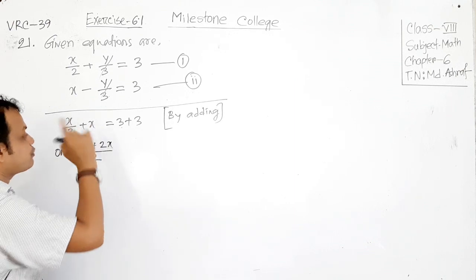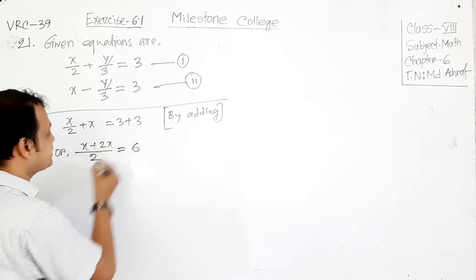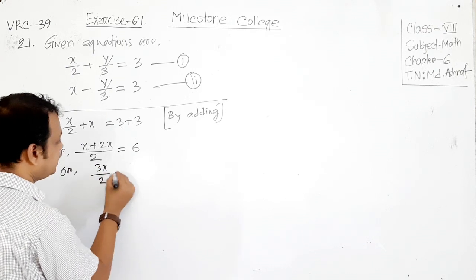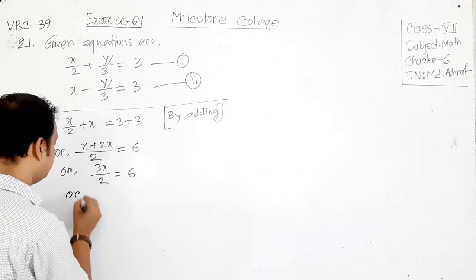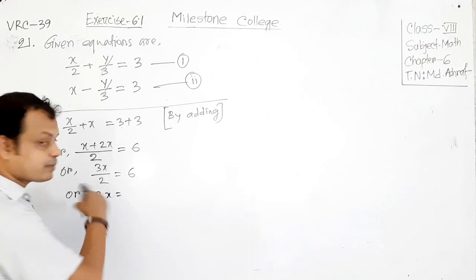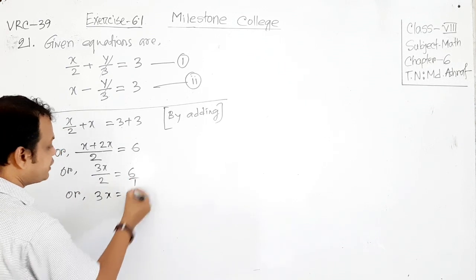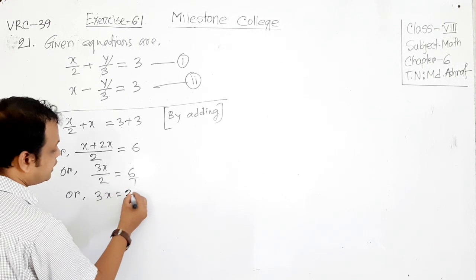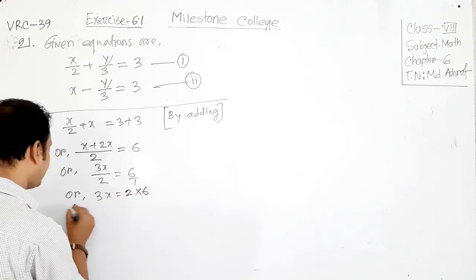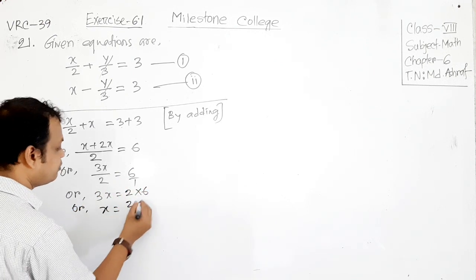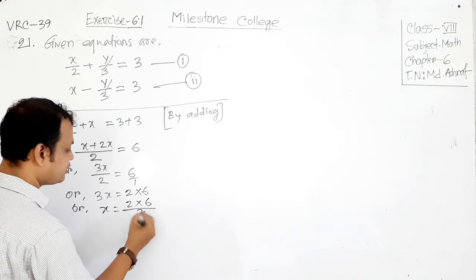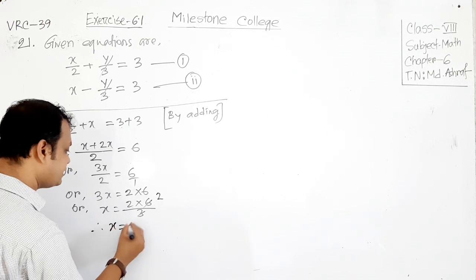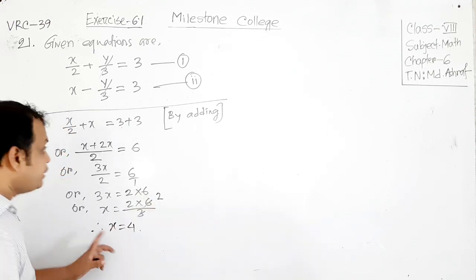2 into x will be 2x equals to 6, or 3x by 2 equals to 6, or 3x equals to, by cross multiplication we will get, here denominator is 1, so 3x and 1 it will be 3x, 2 and 6 will be, we can write multiply, or x equals to 2 multiply 6 divided by 3. So it will be 4. Therefore value of x is 4. So the value of x is 4.